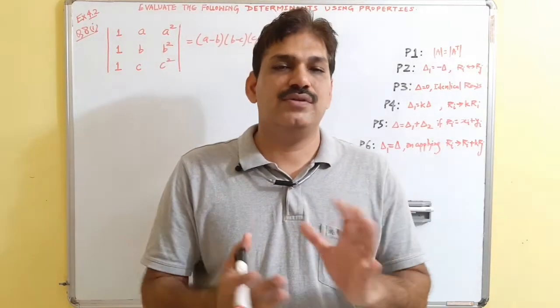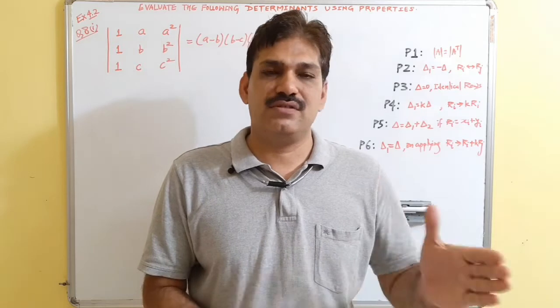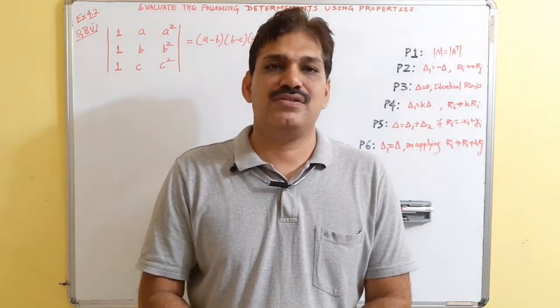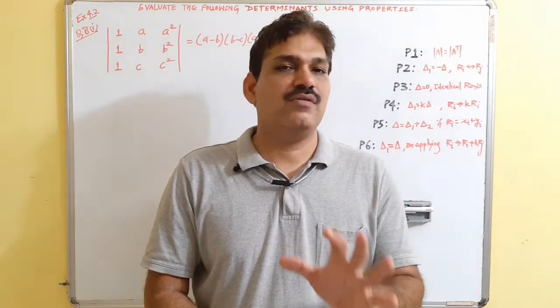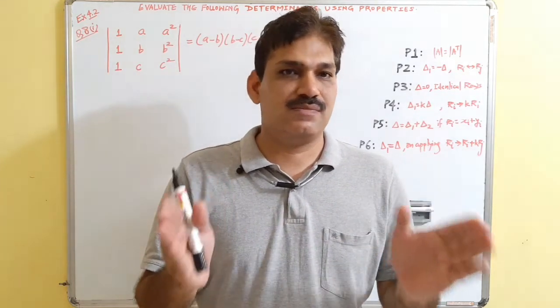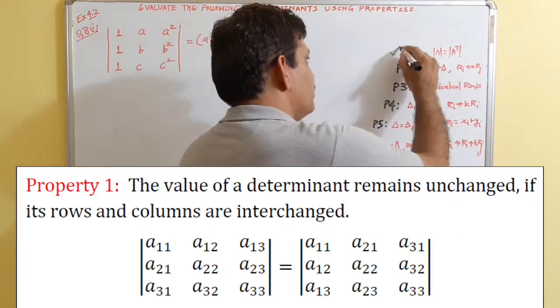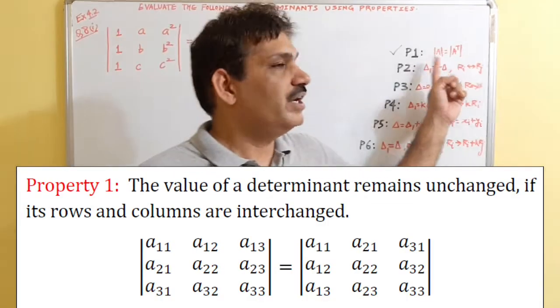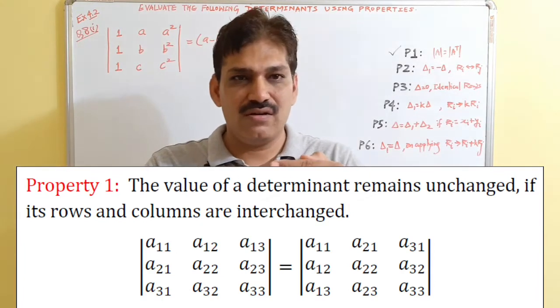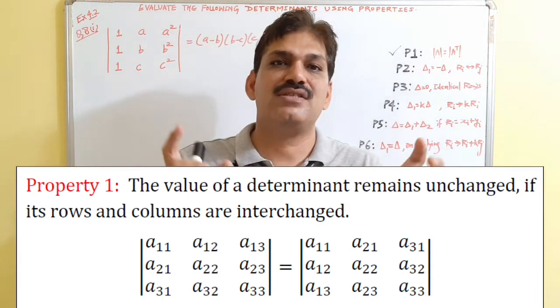Well, today we are going to talk about properties of determinants and evaluation of determinants using properties of determinants. Let's have a look at the properties given in the NCERT textbook. There are 6 properties listed in the NCERT textbook, out of which the first one says if we interchange the rows and columns of a determinant, then the value of the determinant remains unchanged.